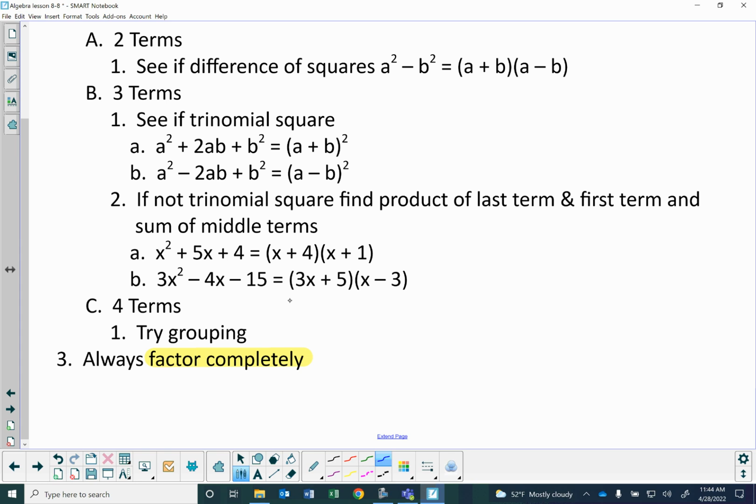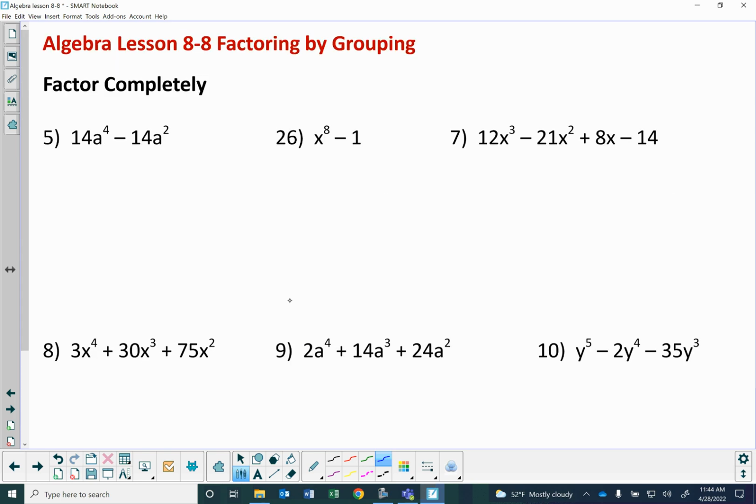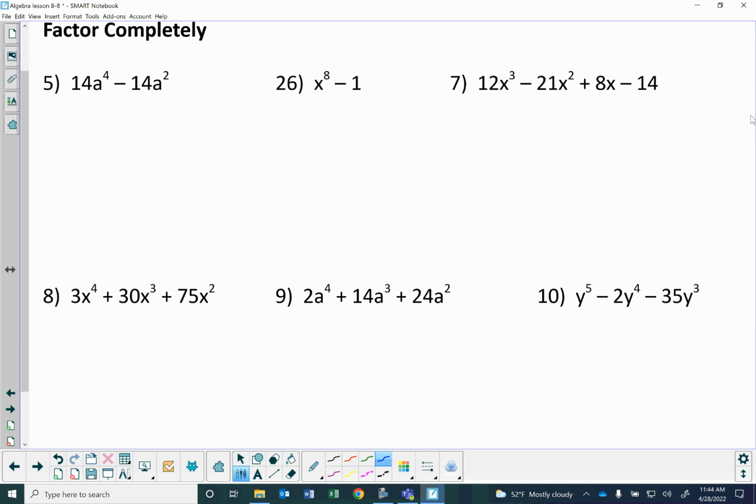So let's try factoring. Notice the directions. Factor completely, which means you need to factor it till you can't factor it anymore. So let's look at number 5. Well, first of all, it is 2 terms.